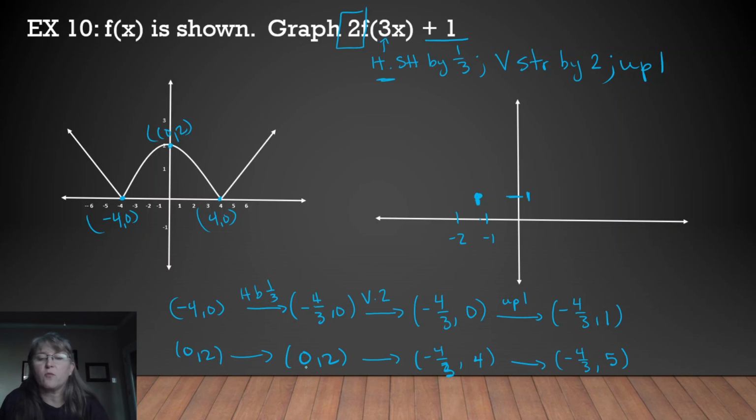Okay, why did I put 4/3 there? I don't know. Hold on, let me fix that. Okay, so I multiply x by 1/3, then I multiplied y by 2, and then I add 1 to the y. So 0, 5.